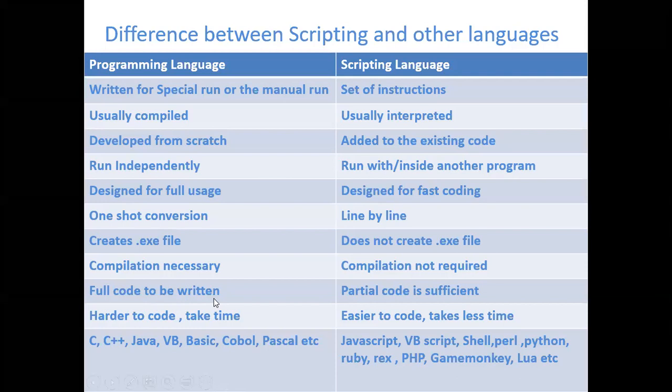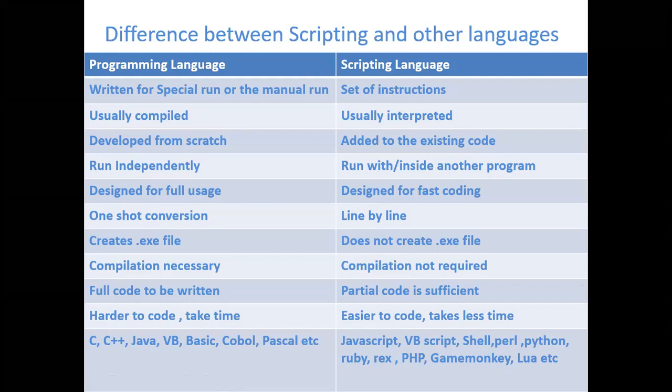interpreted language of scripts. Then full code is to be written, versus only some part of the code to be written. Very hard and difficult to code, versus very easy to code. Some of the examples: C, C++, Java, Visual Basic, COBOL, Pascal, etc. Here we have got JavaScript, VBScript, Shell, Perl, Python, Ruby, Rexx, Game Monkey, Nova, etc. Out of which we are going to touch upon JavaScript. Python we already have seen in the previous semester. PHP also. So these are some of the points.